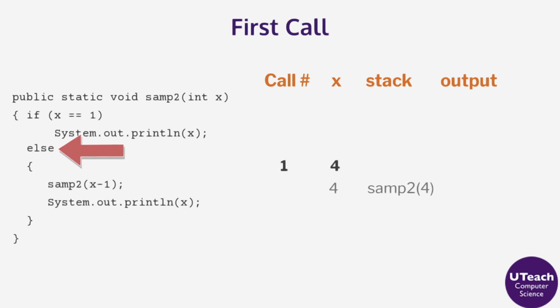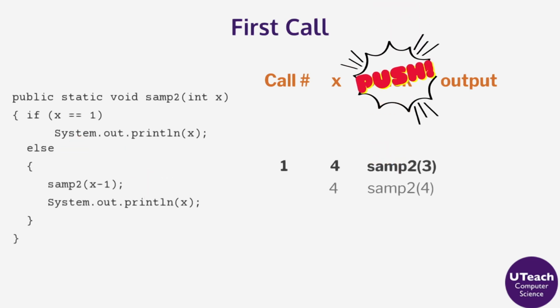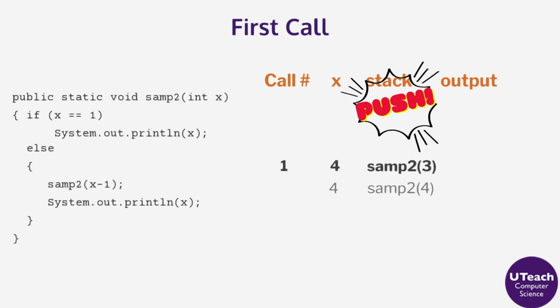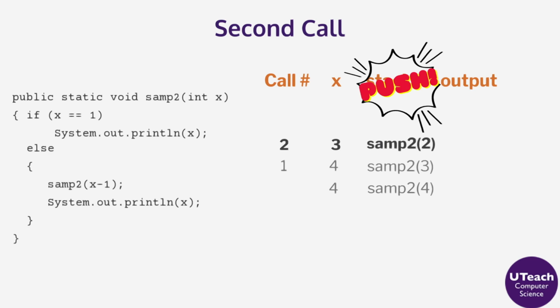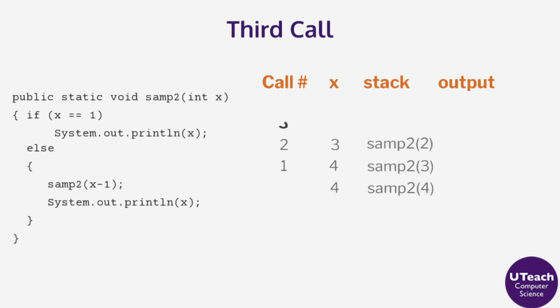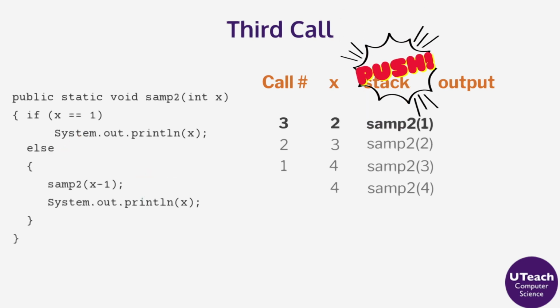The else statement executes, and another method call for SAMP2 passing 3 is pushed onto the stack. There is no output at this time. For the second call, x = 3, the else statement executes, and another method call for SAMP2 passing 2 is pushed onto the stack. For the third call, x = 2, the else statement executes, and another method call for SAMP2 passing 1 is pushed onto the stack.